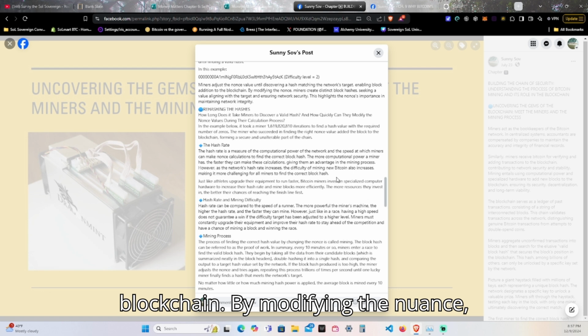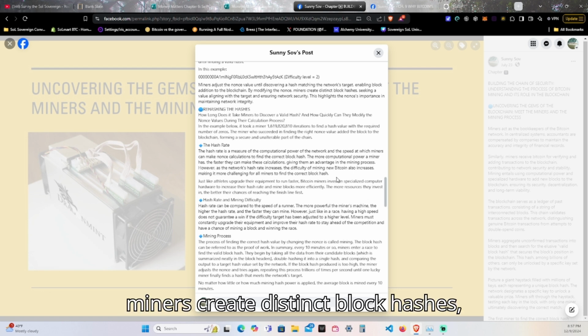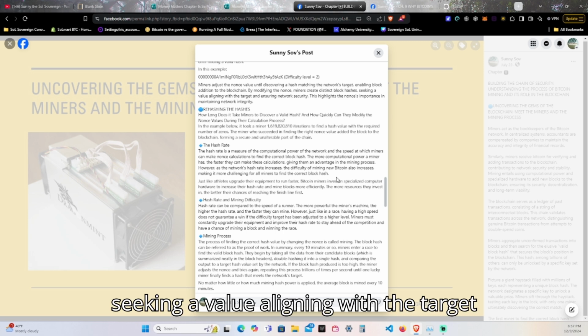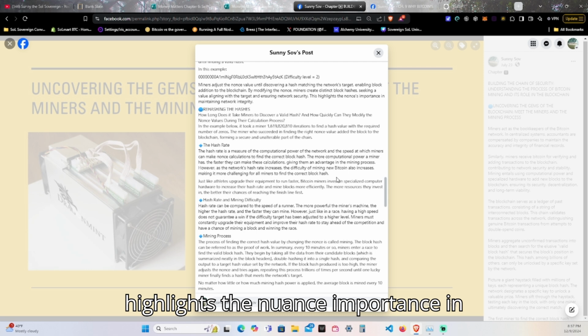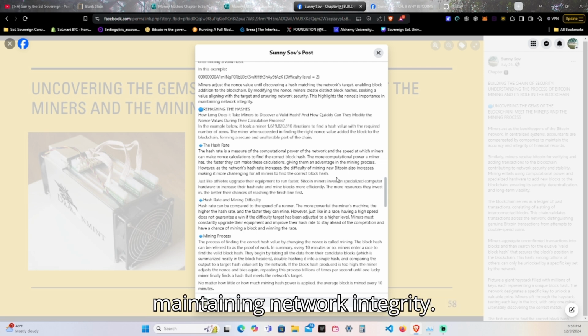By modifying the nonce, miners create distinct block hashes, seeking a value aligning with the target and ensuring network security. This highlights the nonce's importance in maintaining network integrity.